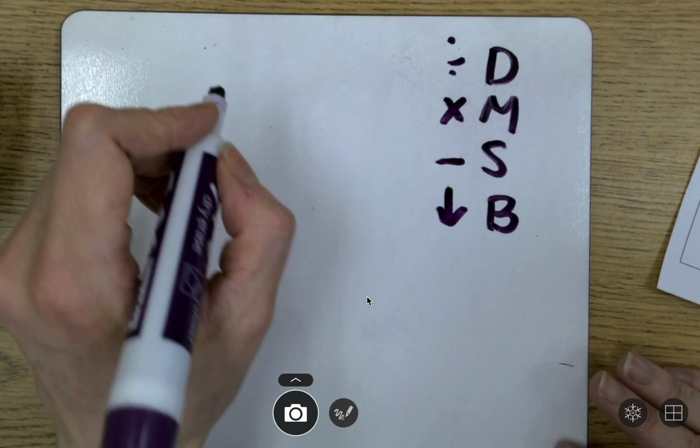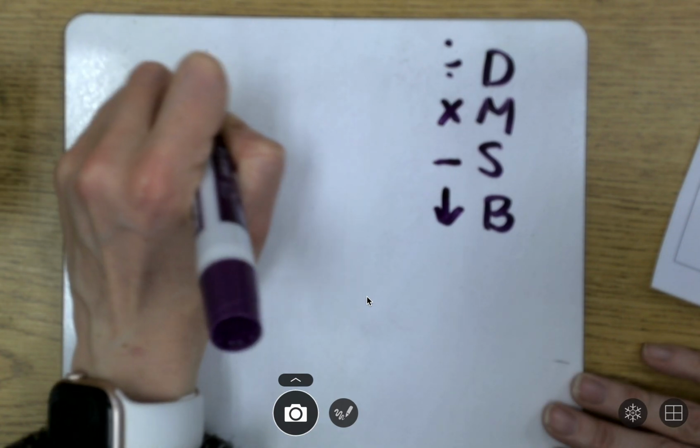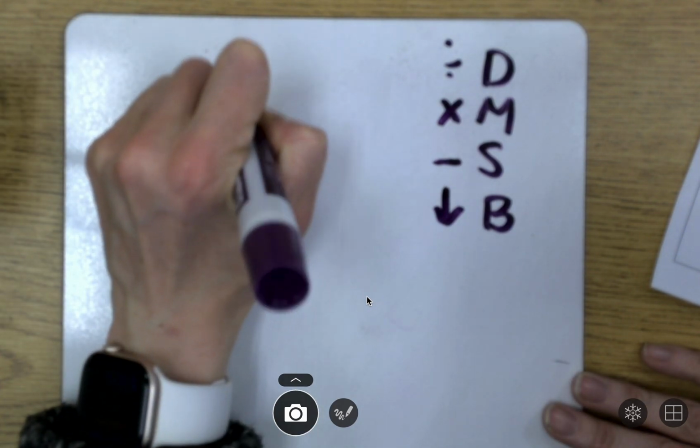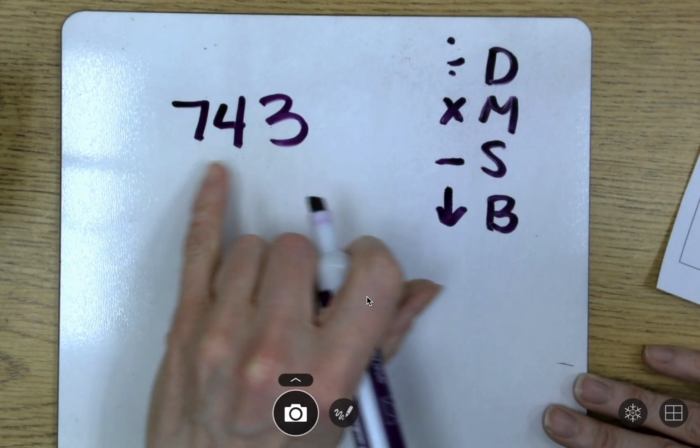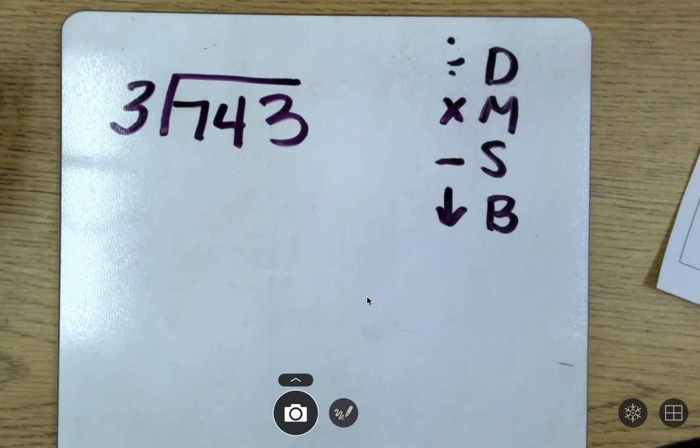Okay. Aren't you excited to move on? We have been dividing for 100 years, it feels like. Okay. 743 divided by 3.